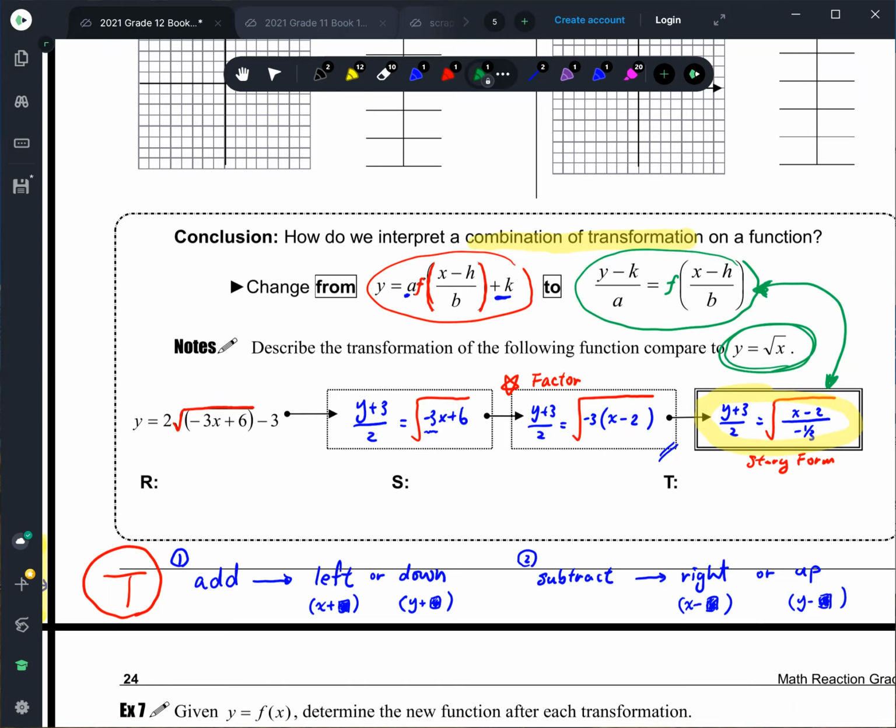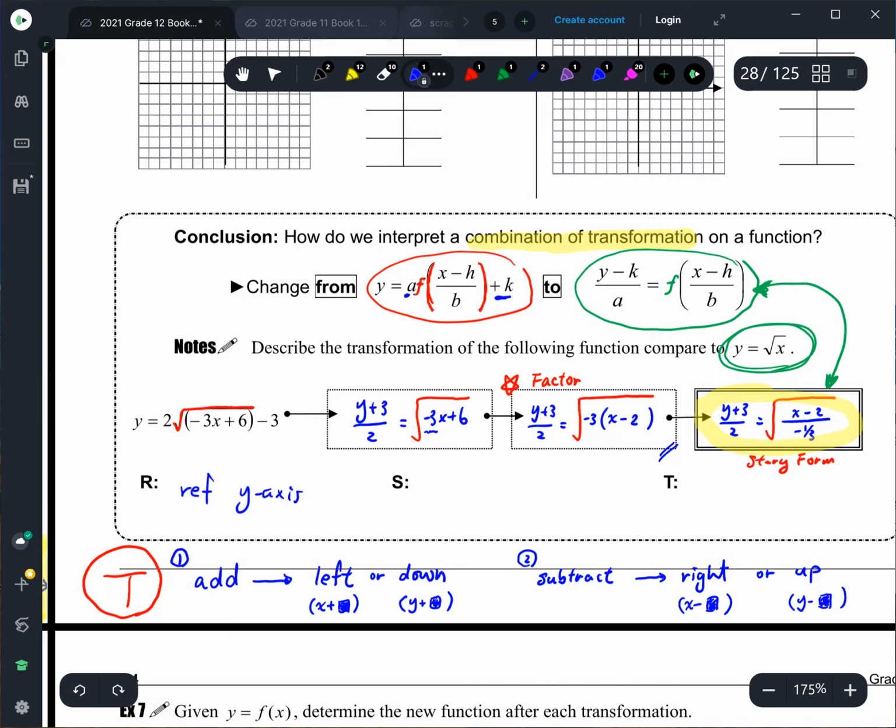Okay, Susan, what's the R? Reflect over y-axis. Yeah, reflect over y-axis. And then the S, Daniel? Vertically expand by 2, horizontally compress by 1 over 3. Okay, horizontal compress by 1/3. Very good. Okay, finally the translation.